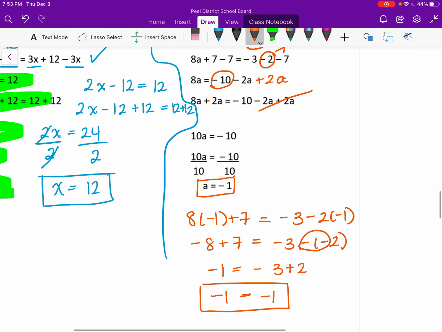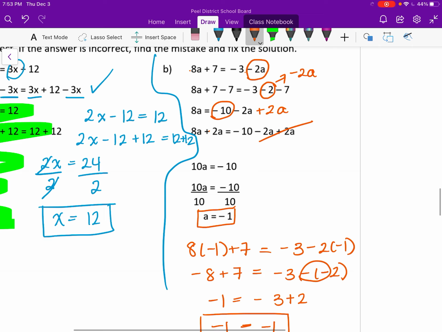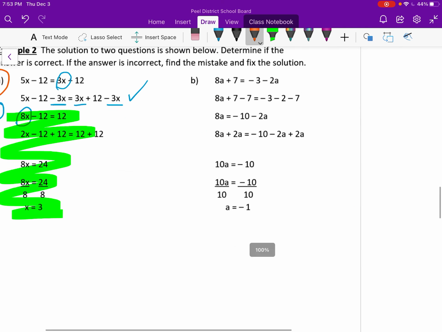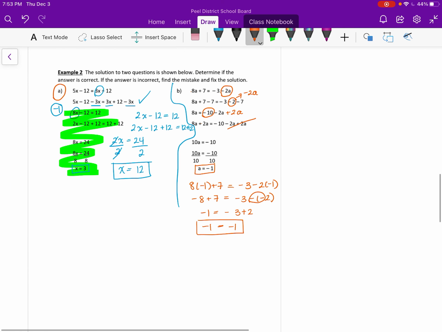So this mistake was really just here. They made a communication error. So I would probably take off like 0.5 of a mark because they fixed that later, but that was a mistake that they made. And that could have cost them.